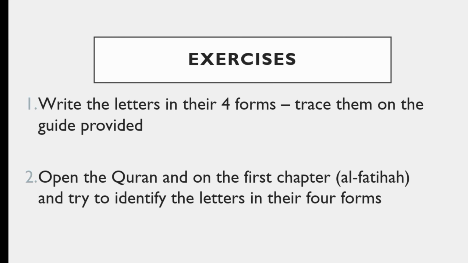So then you open your Quran and try to identify the 4 forms of letters. Like for Alif, try to identify it. Ba, try to identify it. But in this way, not just anywhere in the Quran, but try to find it in Surah Al-Fatiha, which is the first chapter of the Quran. You can also try as many surahs as you like. You can open to Surah Al-Ikhlas, Surah Al-Falaq, Surah Al-Nas, anyone. You can just try to identify them.